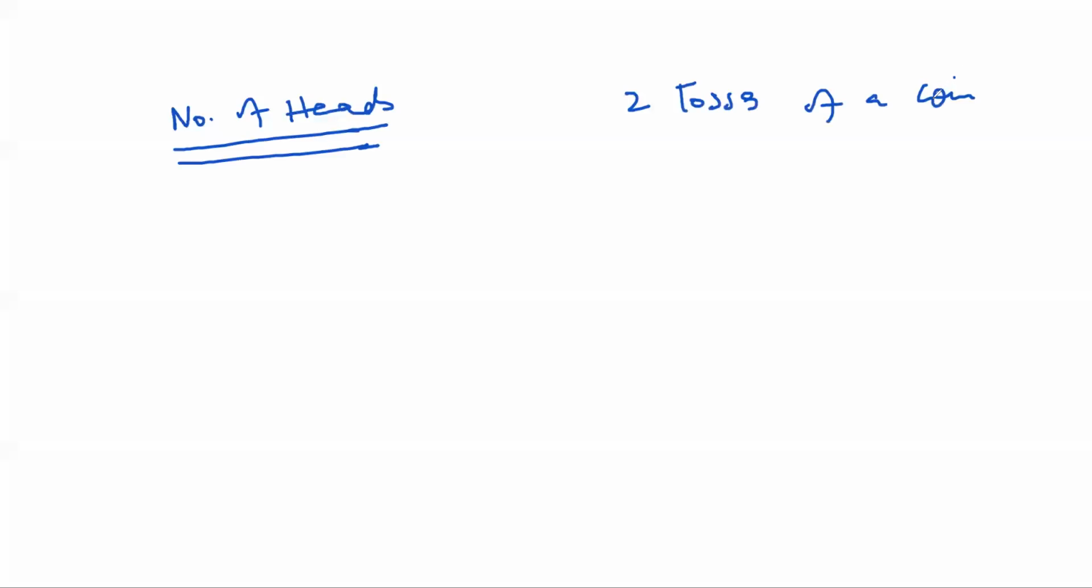Now you must be very good at the basic probability, the topic that we have just covered. When you toss a coin twice, what can be the possible number of heads? Anuj, can you tell us? You are tossing a coin twice. So what is the possible number of heads?